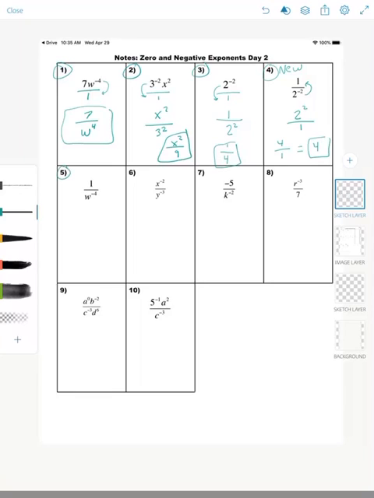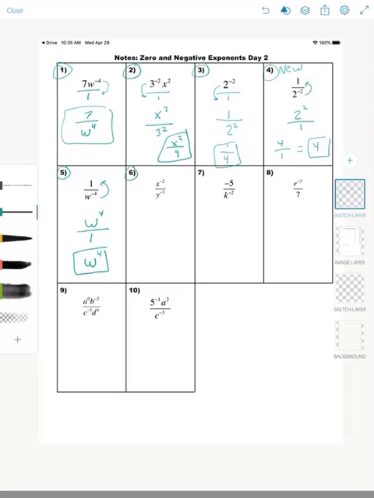Okay, continuing on to number 5. Same exact concept here. W to the negative 4 needs to move to the top to make its exponent positive. When it does, it leaves nothing on the denominator, so we're going to leave that as a 1. And when you have a denominator of 1, it's not necessary in the final answer.